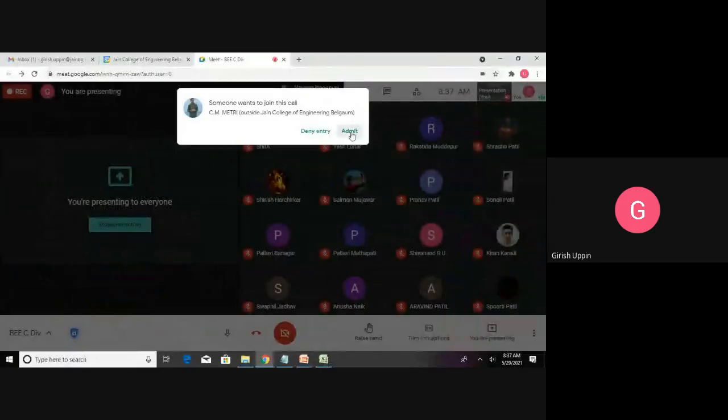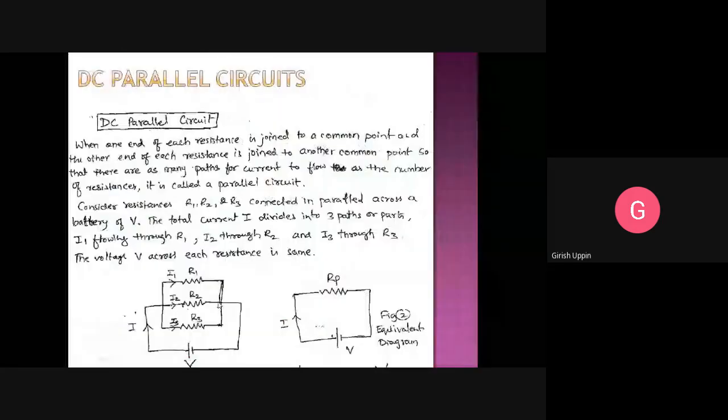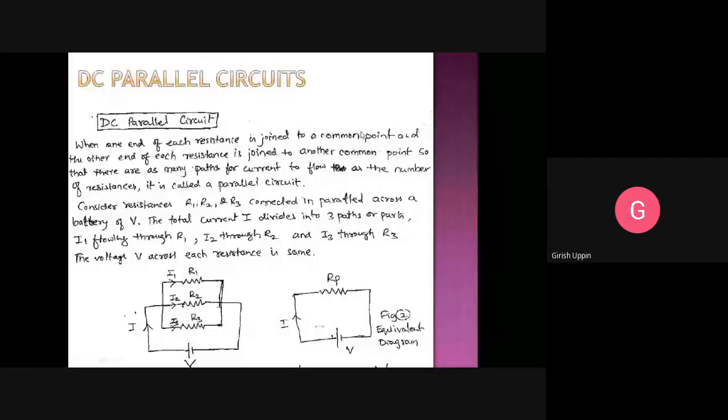When do we say resistors are connected in parallel? When they are connected between two common ends. Whenever you see resistors connected between two common ends, we say that they are in parallel. Another easy way to identify whether the resistors are in parallel: whatever current is coming to that particular node or junction, the current will get divided into different branches.